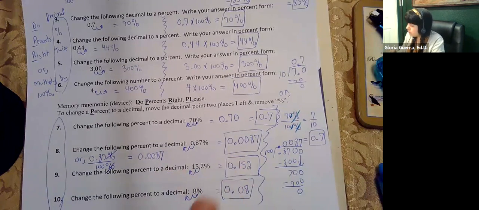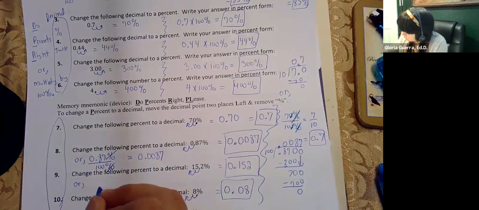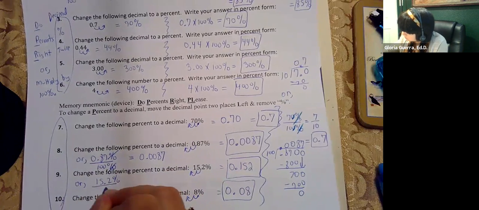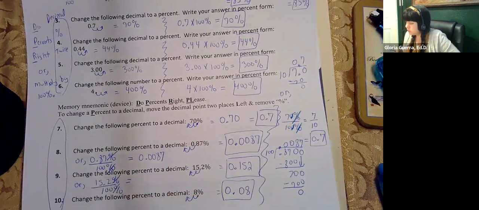Okay. Okay, so here, on number 8, 50.2% divided by 100%. The percents cross out. Okay.